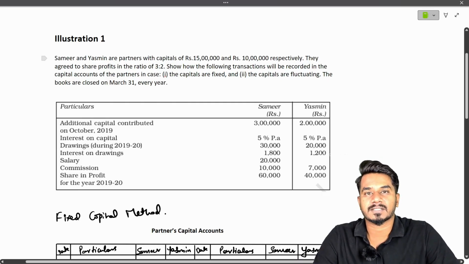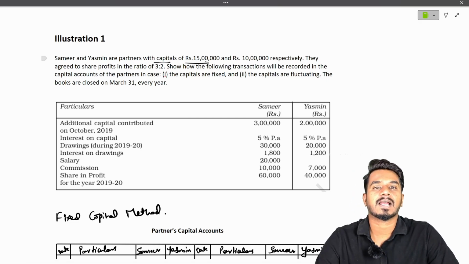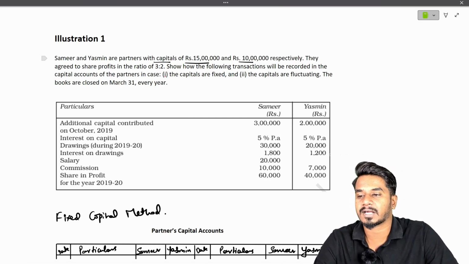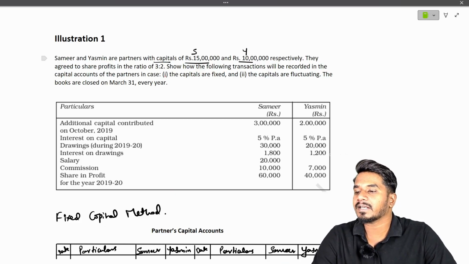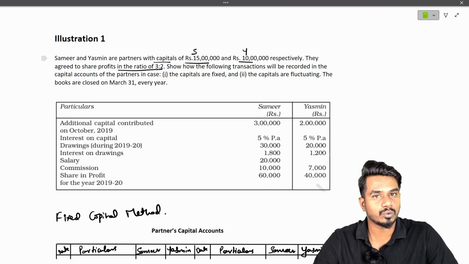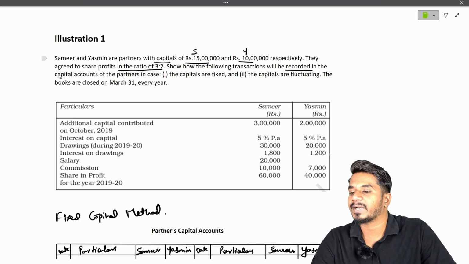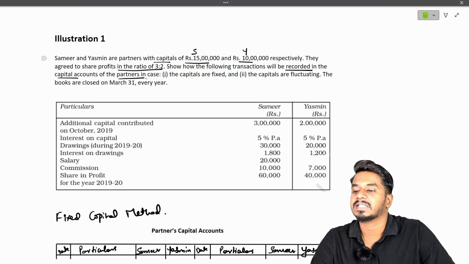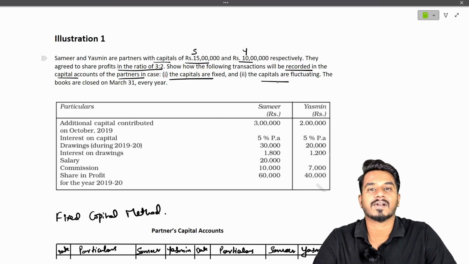Samir and Yasmin are partners with capital of 15 lakh rupees and 10 lakh rupees. So this is for Samir and this is for Yasmin, right? They agreed to share profits in the ratio of 3 is to 2. Fine. Show how the following transactions will be recorded in the capital accounts of partners in case capitals are fixed and the capitals are fluctuating.